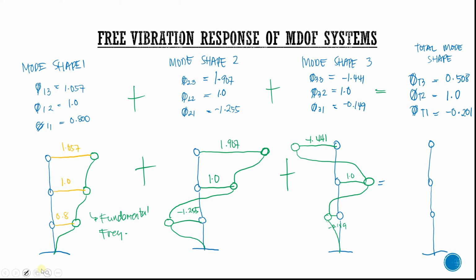With the same lumped mass model, for the total mode shape, say this is the 1.0. So our topmost is a bit past half of the second floor, that is 0.508. And for the first floor, that is around there at negative 0.201. And then let's just draw the elastic curve, their columns. Okay, so that is just how you solve the mode shape of the MDOF system.